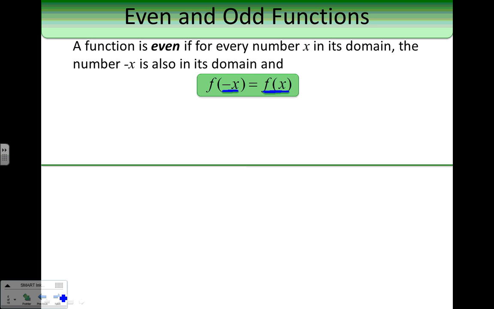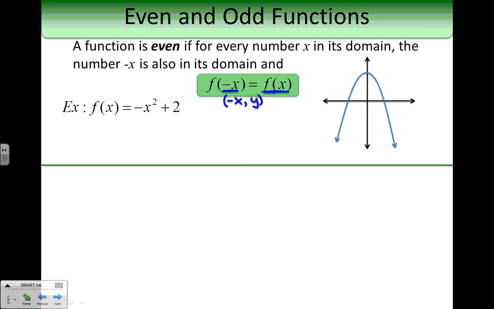Okay, because remember, that means if you have a negative x and the same y, so we're saying our input is negative x, and our output would just be the same thing as the original output, y. That means that we have symmetry across the y-axis. So that's what it means to be an even function, that it's symmetrical about the y-axis. And if we have an input of negative x, we're going to get the exact same thing as the output. The y stays the same. The output stays the same, x is negative.